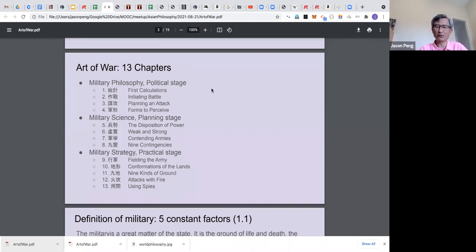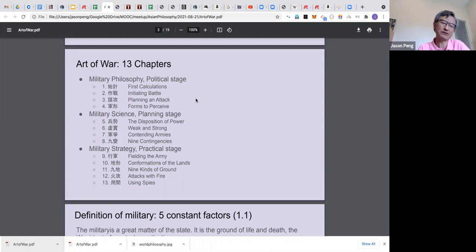I don't know whether other people do it this way or not. That's the way I organize these 13 chapters. I'm not sure if other scholars organize it this way, but that's just how I organize it. From 1 to 4, basically, this book is talking about military philosophy and the political stage, before you go into the war, while you are going to do something. That's the first part, from 1 to 4.